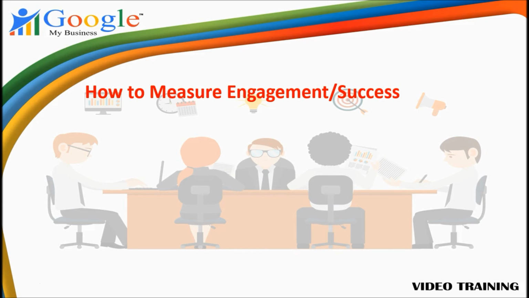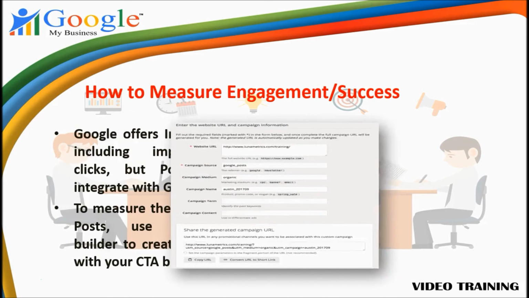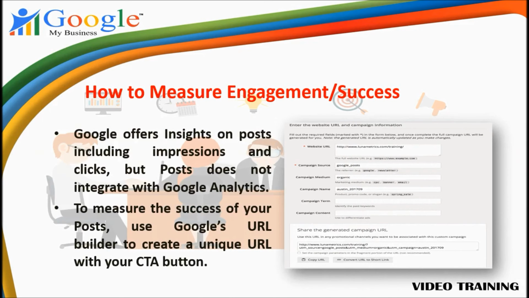How to measure engagement and success. Google offers insights on posts, including impressions and clicks, but Posts does not integrate with Google Analytics. To measure the success of your post, use Google URL Builder to create a unique URL with your CTA button.